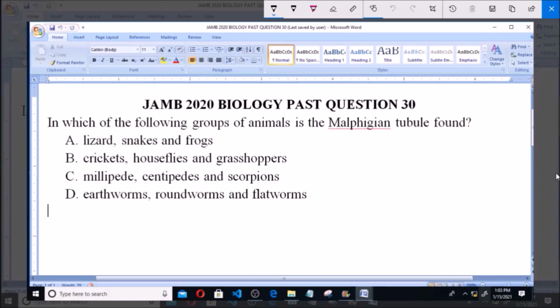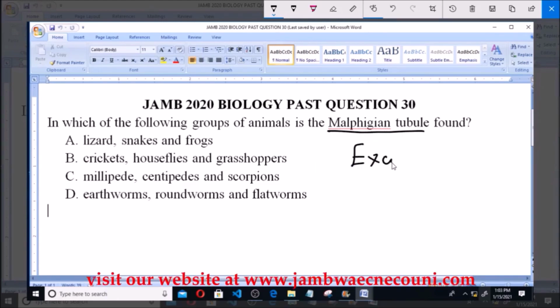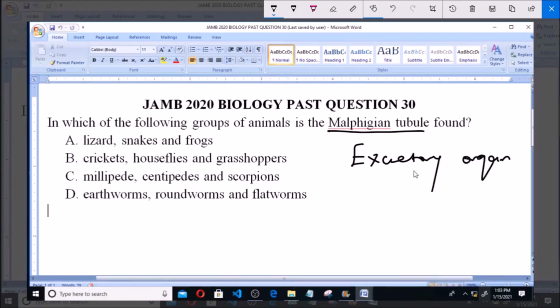I will be answering JAMB 2020 Biology Past Question 30. In which of the following group of animals is the Malpighian tubule found? Now, the Malpighian tubule is an excretory organ, that is an organ responsible for the removal of waste in a particular organism. Malpighian tubule is found in insects.